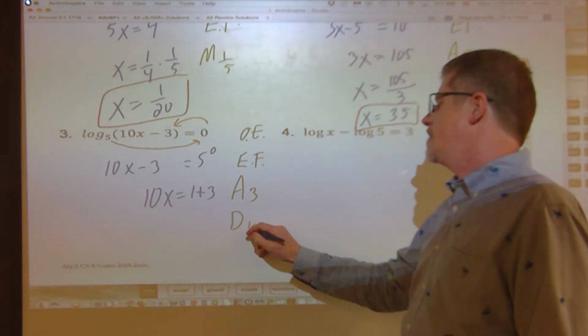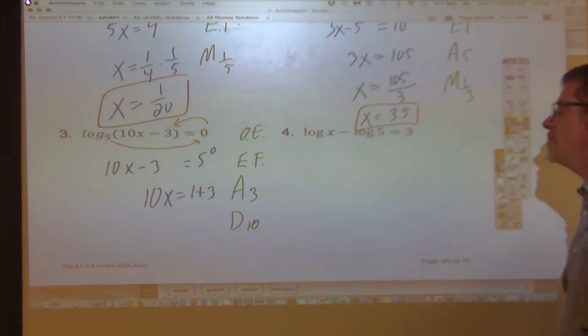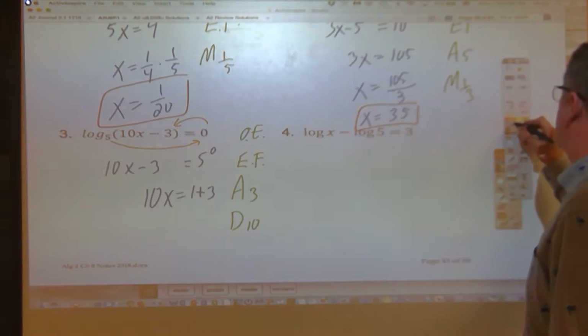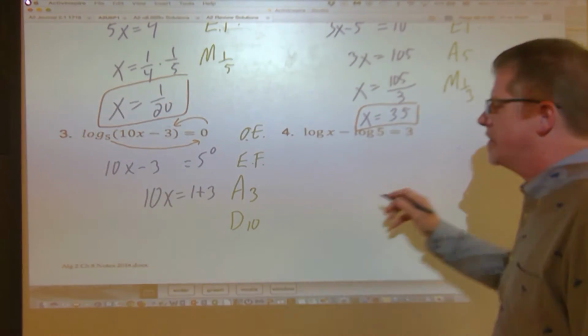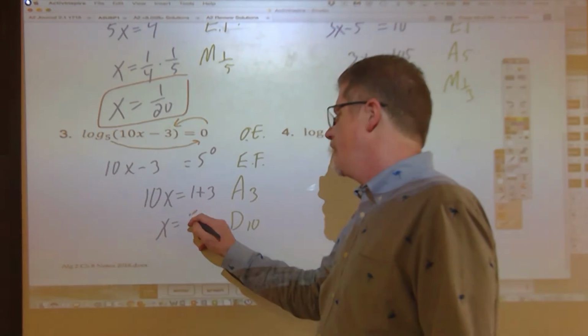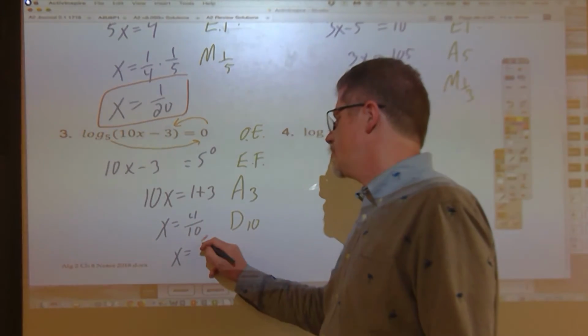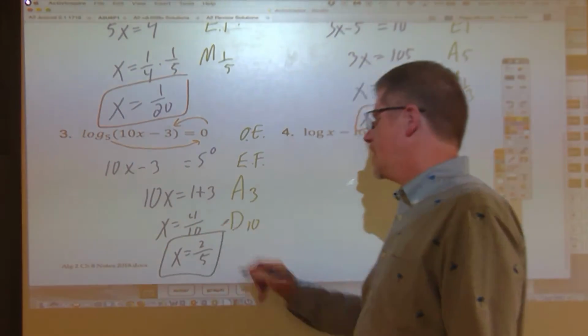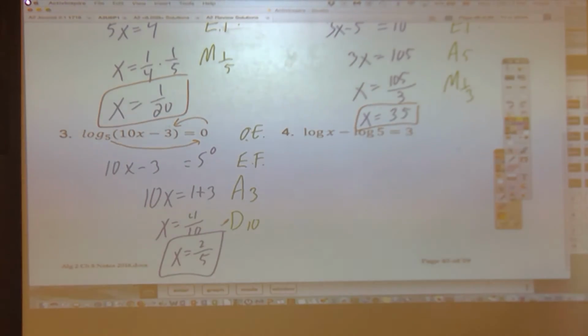There's no fraction involved here, so instead of M1/10, I'm just going to use D10. Notice how the codes give us a chance to talk about the thinking process. 4/10 reduces to 2/5, which does check out. Any questions on problem 3?